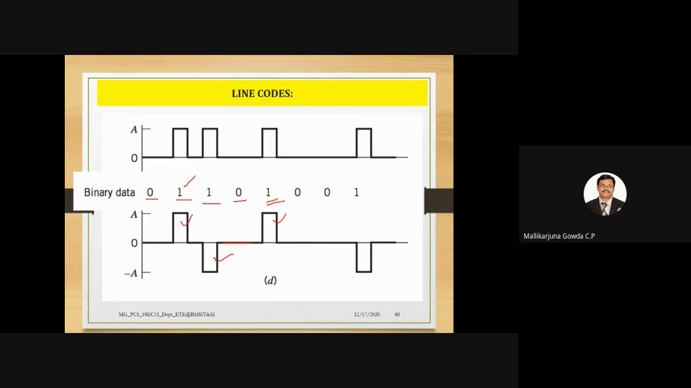The next one will be represented by a positive pulse because the previous one was represented with a negative pulse. The next two zeros mean no pulse. The next one is 1, so this will be represented by a negative pulse. Hope this point is clear. This is bipolar. That is why it is called bipolar, meaning it has two types of polarity. Bi means two, right? Bipolar means I represent binary data 0 by no pulse and binary data 1 with the two polarities, positive and negative pulses.